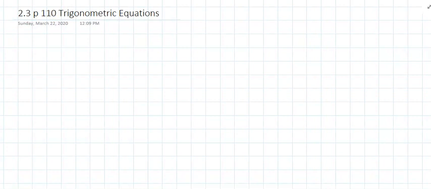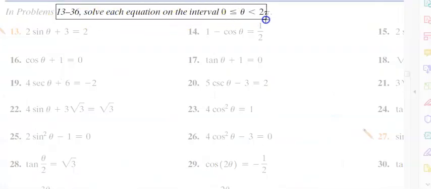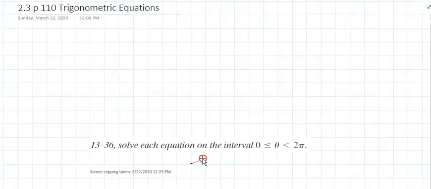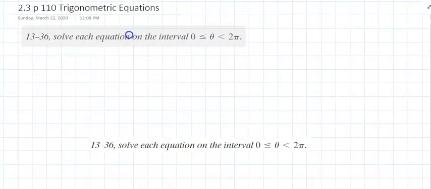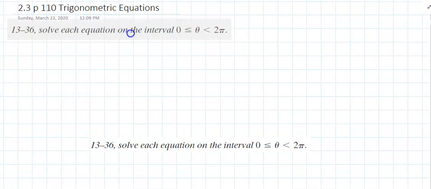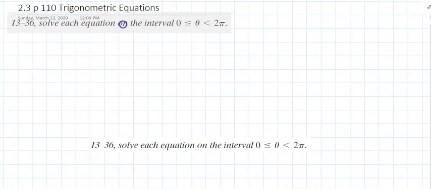Section 2.3 is on page 110. It talks about trigonometric equations. In this section, we're trying to solve a trig equation. Now, I'm going to break this into two lectures. One lecture I'm going to give you for next class meeting along with the previous section. And the next section, we're going to really cover the rest of this section and 2.4.